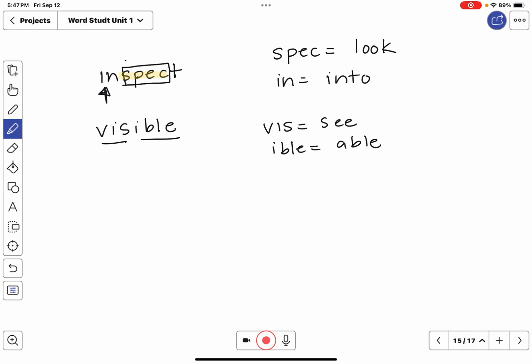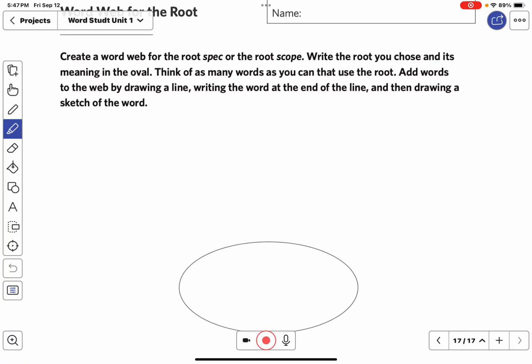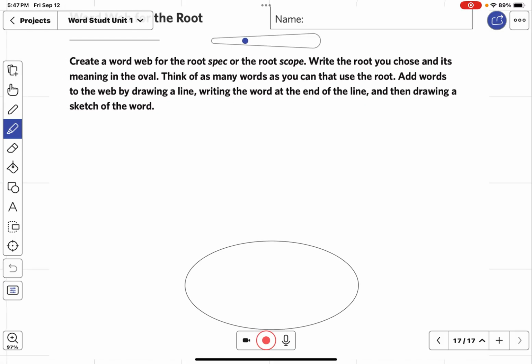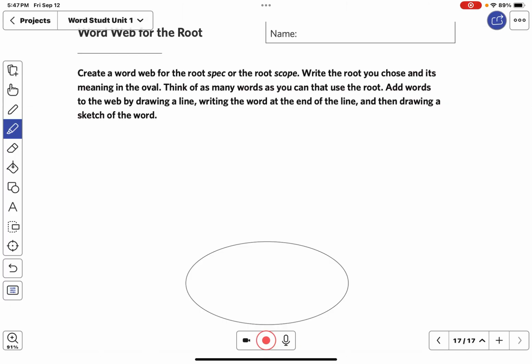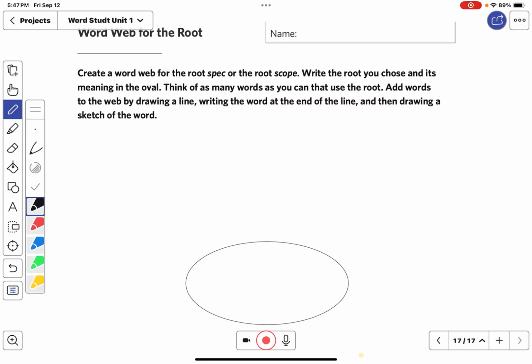Today, you're going to turn to page 6 in your word study notebook, and we are going to create a word web. I'm going to model for you the word scope, and you're going to choose the word spect. Watch me, and you'll see what you'll need to do in your word study journal. I'm going to use the word scope. So inside the circle, I'm going to write the base word, the root word. So here I have the word scope.